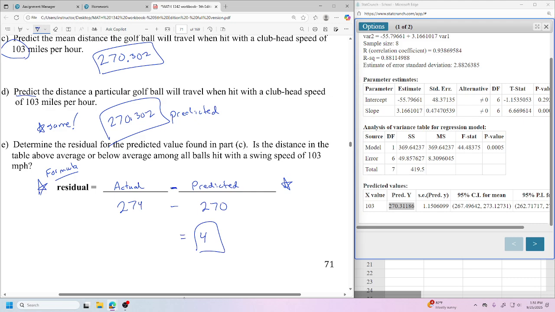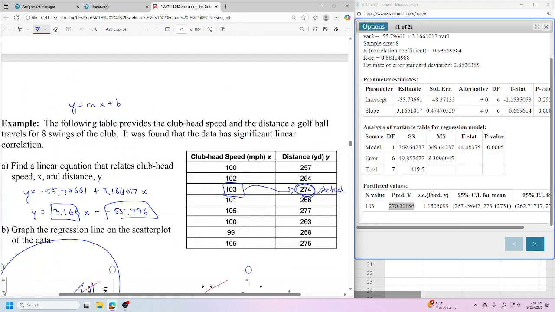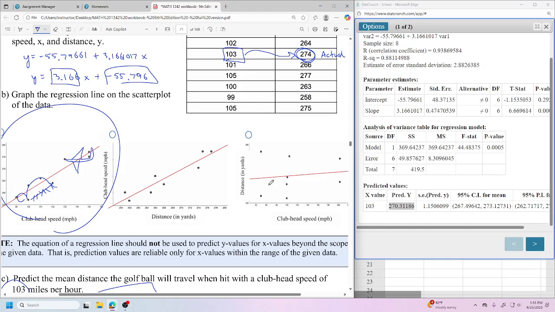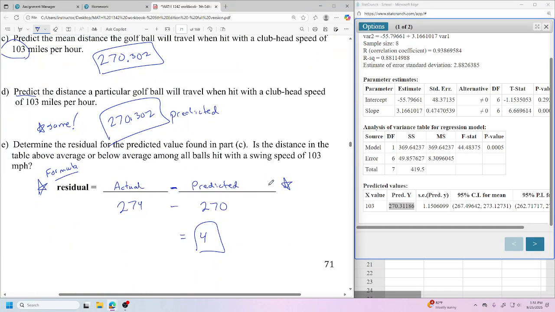So just real quick, I'm going to recap. Just make sure you're cool with this, right? The residual is actual minus predicted. We already had the predicted earlier. The actual came from the table. It's like table value minus predicted, and we're done. Is it okay?